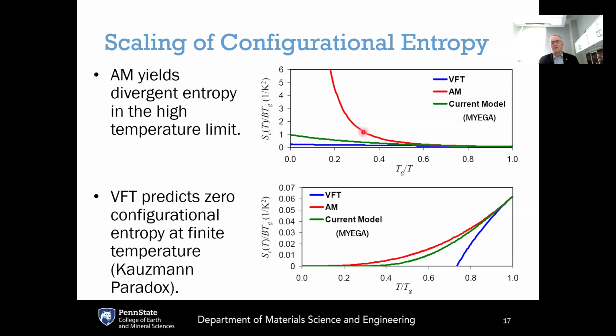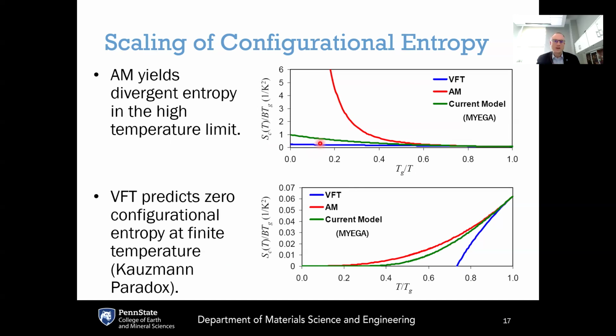However, what Avramov-Milchev assumes is that the entropy diverges in the limit of infinite temperature, which is physically unrealistic. And that's why the Avramov-Milchev equation has the shallowest viscosity curve. The VFT equation has the viscosity curve with the greatest curvature, and the MYEGA equation is falling somewhere in between.